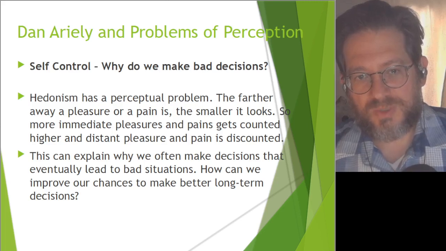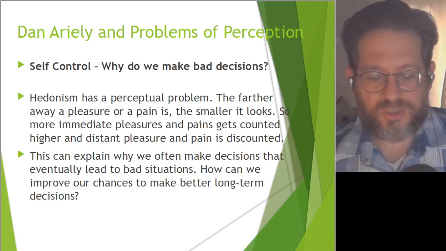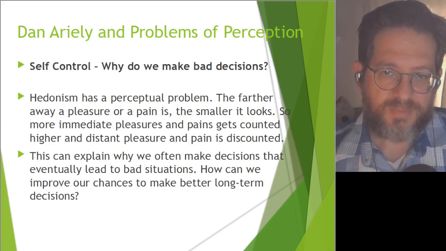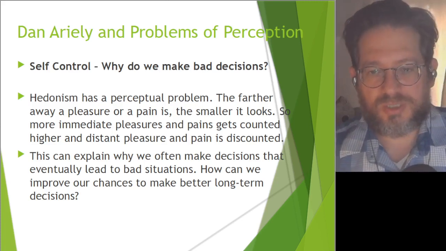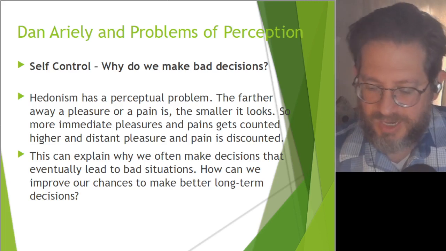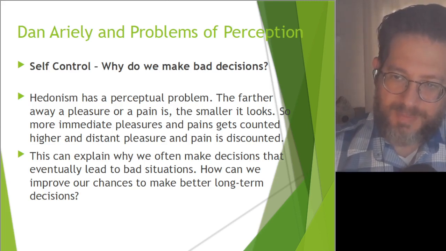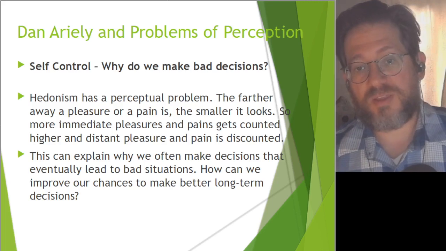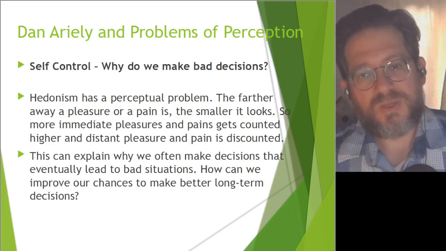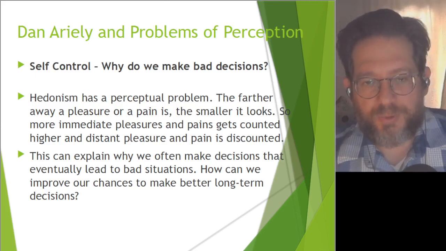Okay, so he's talking about self-control because he's concerned with why people make bad decisions. Bad decisions, he's kind of a hedonist. Bad decisions lead to suffering and pain in life rather than pleasure. And he says there seems to be a perceptual problem.